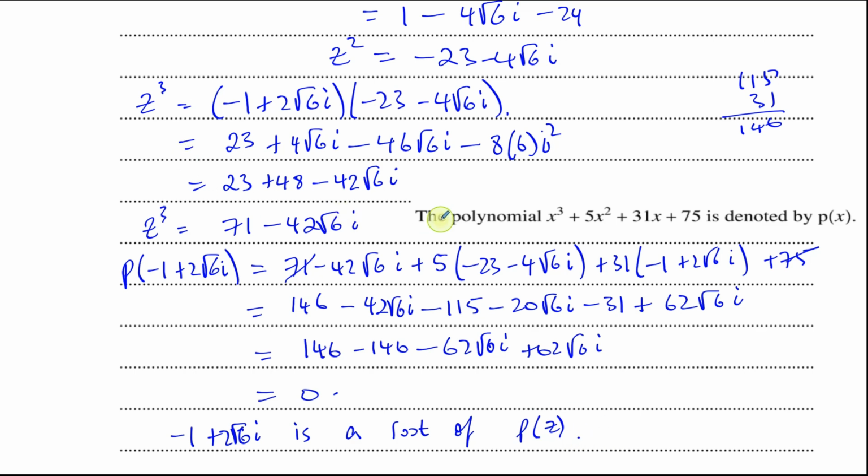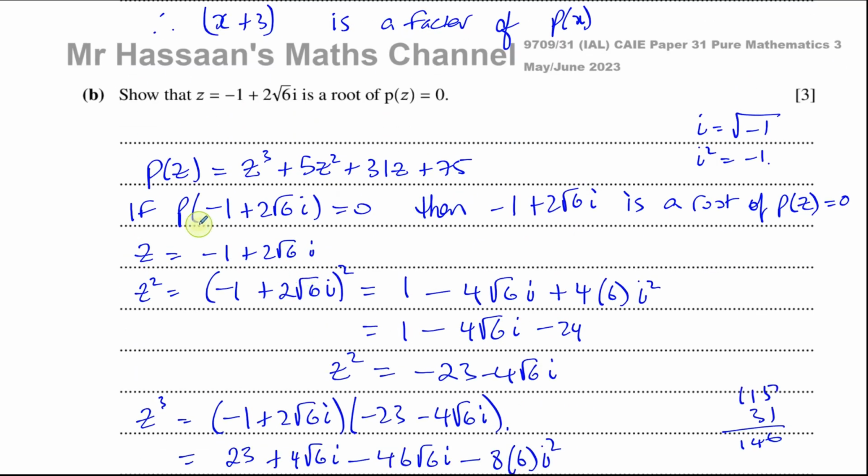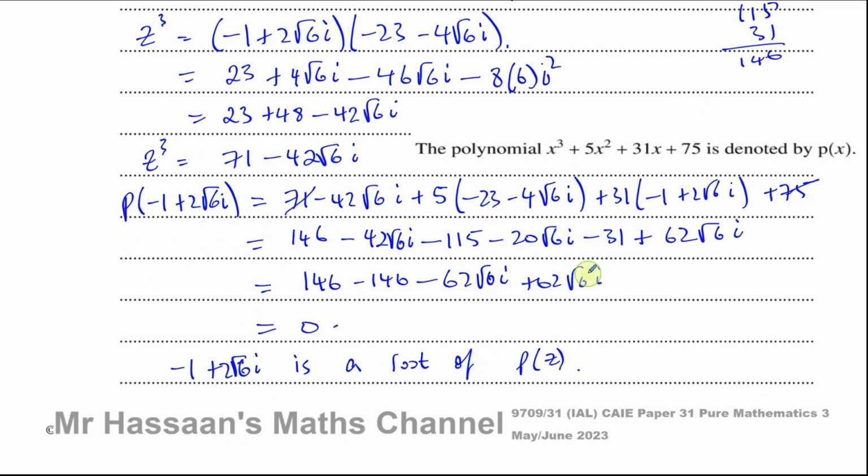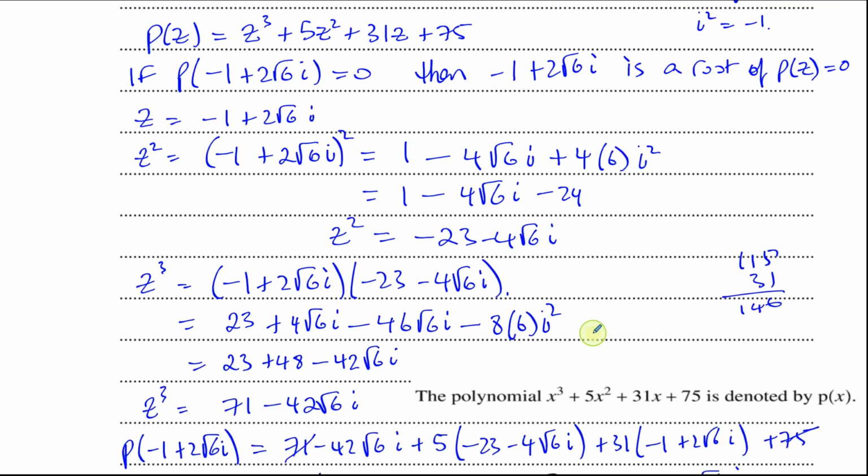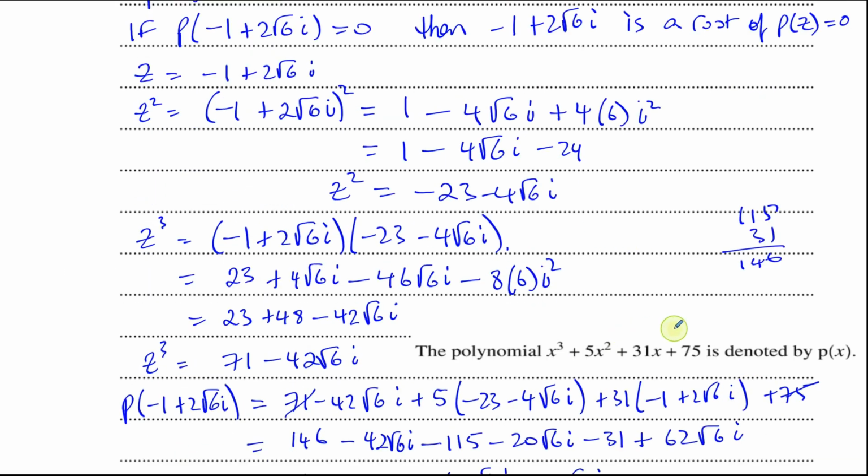So we can say minus 1 plus 2 root 6i is a root of p(z). Okay, and we gave the reasoning for it over here. If this is true, then it's going to be a root, and we've proved that this is true. So there's the answer to part B of this question, and now we're going to go through part C.